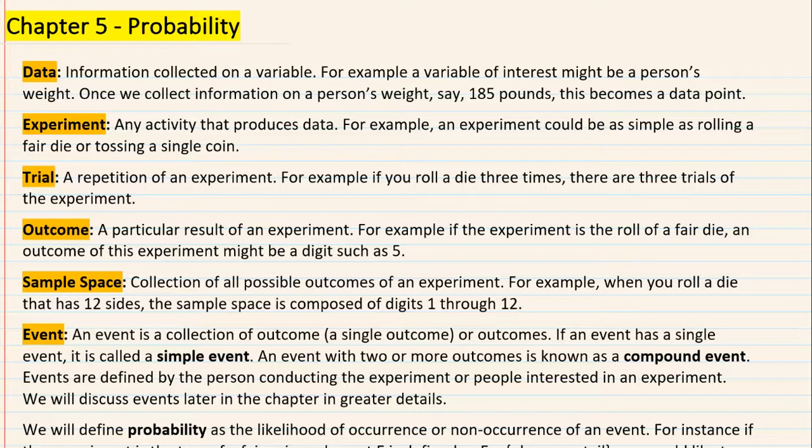Now, before we actually define probability, I was going to define some terminologies, about 6 of them. First, the idea of what is data. Well, data is any information that you collect on a particular variable. So for example, if you take the daily closing prices of a certain stock XYZ, that would be the data that you're collecting.